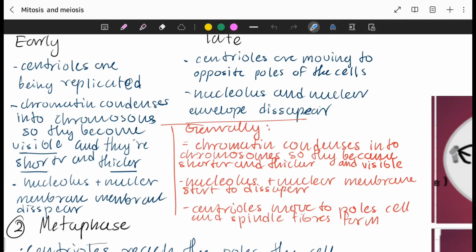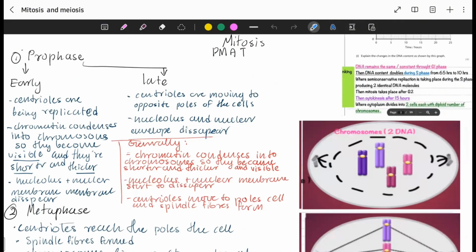In late prophase, after the centrioles were replicated in early prophase, the centrioles move to opposite poles of the cell. The nucleolus and nuclear envelope keep disappearing, and the chromatin condenses into chromosomes, which become shorter, thicker, and visible. The centrioles that moved to opposite poles will start forming spindle fibers.